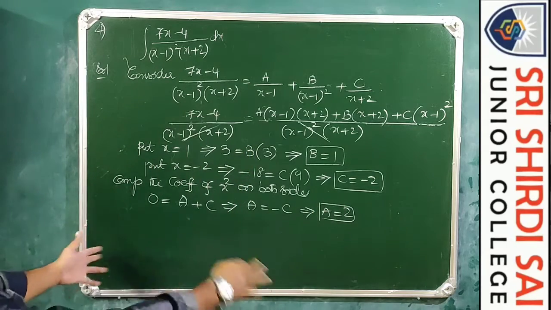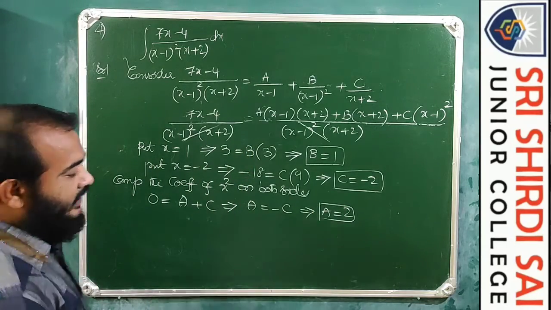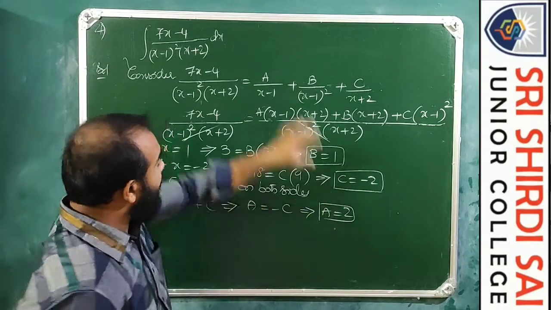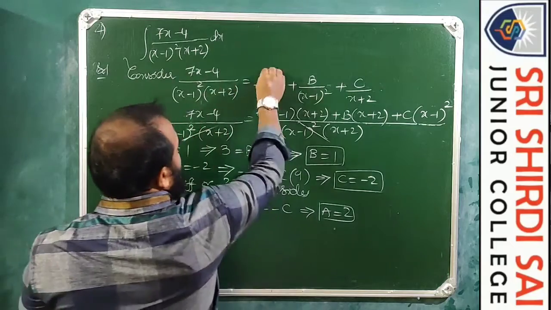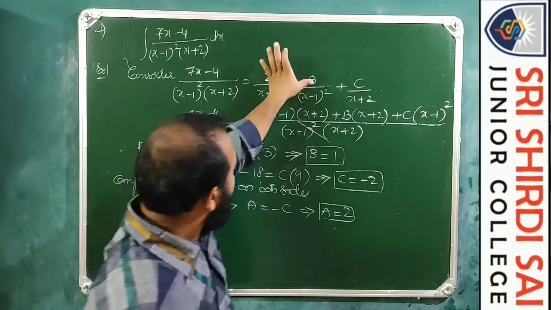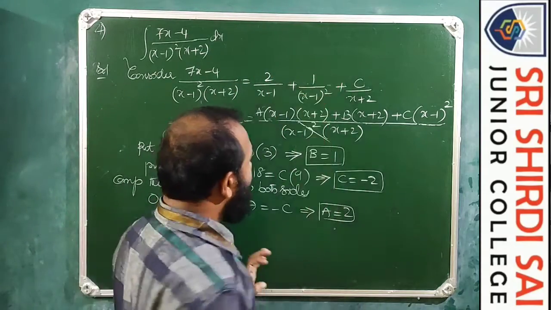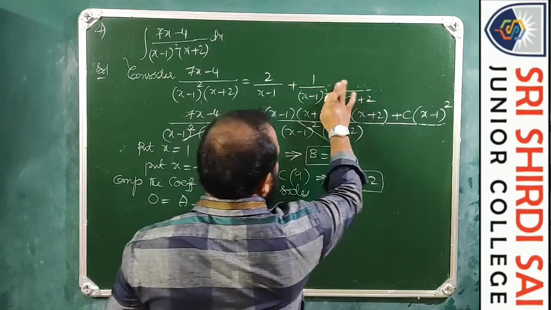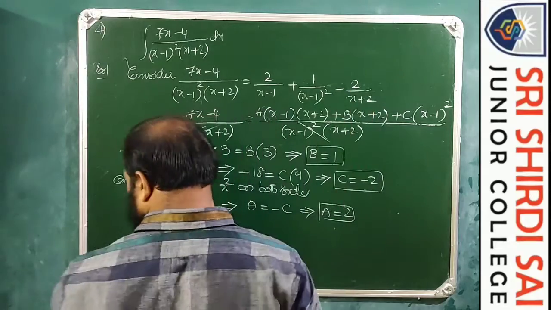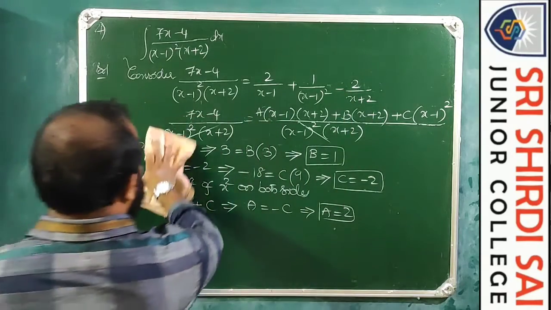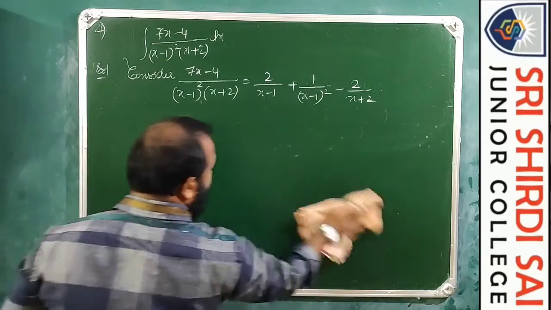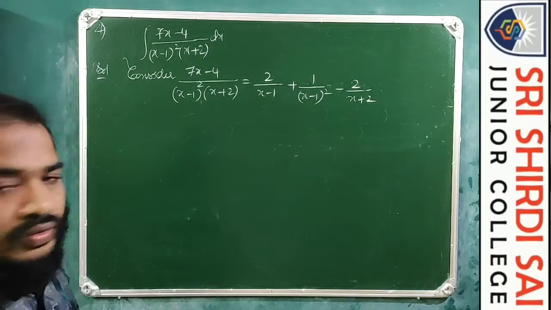So we have got all these values. Now let us substitute the values of A, B, C here. The value of A is 2, the value of B is 1, and the value of C is -2. So I am rubbing this. This is what we have got now.